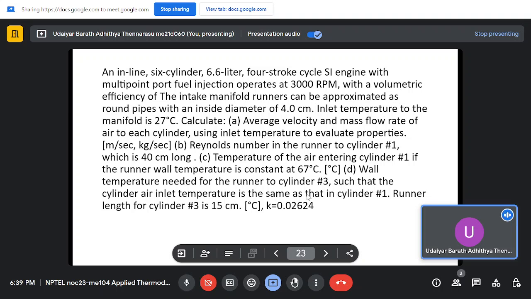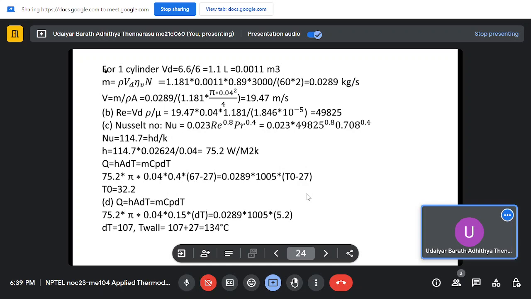D. Wall temperature needed for the runner to cylinder 3 such that the cylinder air inlet temperature is the same as that of cylinder 1. Then, wall temperature needed for the runner such that the cylinder air inlet temperature is the same, but the runner length is now 15 cm instead of 40 cm. The K value is given. So we'll see how to solve this.